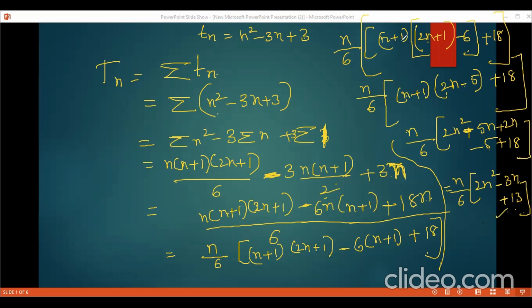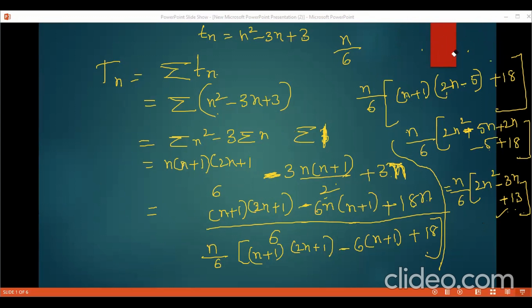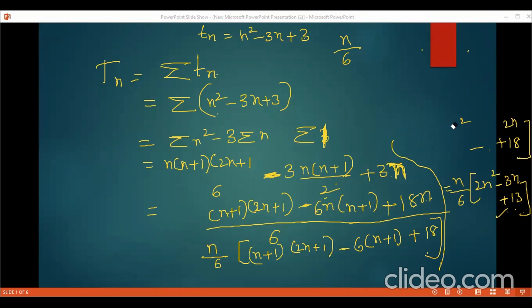Okay. n plus 1 here, n plus 1 into 2n plus 1 minus 6 into n plus 1. Otherwise, instead of taking common, we can multiply. If you multiply, because here some, let us multiply this one so that it becomes clear.